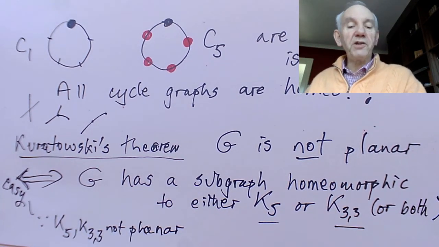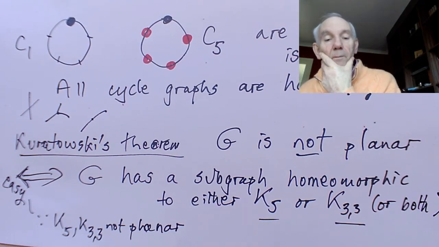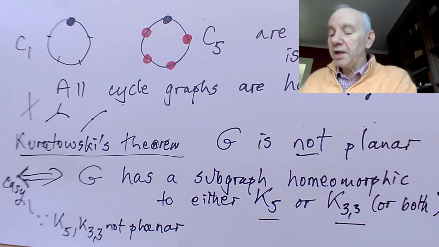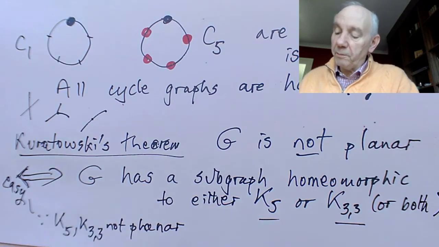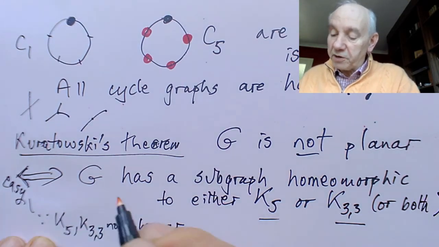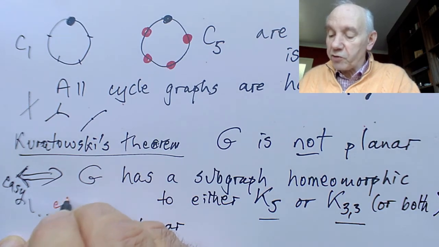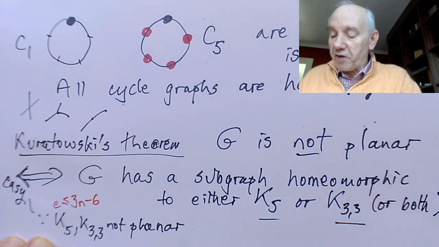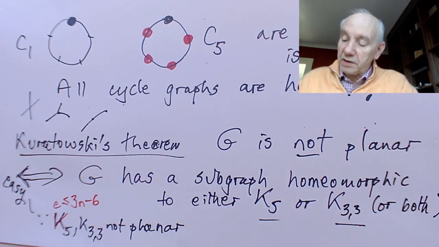And we've seen that, I've mentioned that before. For example, K5 is not planar because it doesn't satisfy this relation on the edges. Remember that for a planar graph with some weak conditions, the number of edges has to be less than or equal to 3 times the number of vertices minus 6. That's not satisfied for K5.